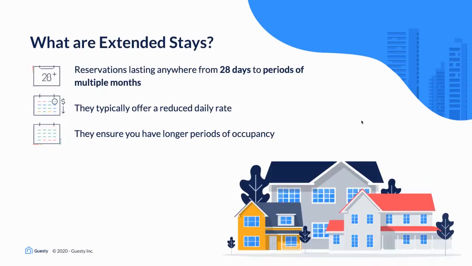So first of all, what are extended stays? How do we classify them versus short-term stays? It's really easy. If the stay is more than 28 days, it's an extended stay, and that's how booking channels classify them as well. The extended stays that we're really focusing on here are stays that are probably anywhere from 28 days to periods of a few months.